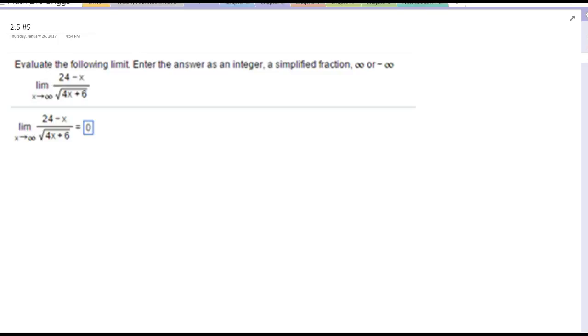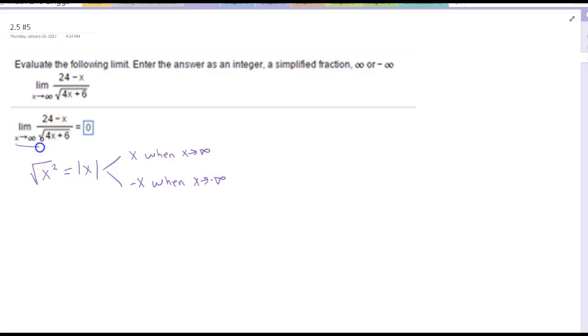There's a lot going on in this problem, and I want to take a few minutes to go through what's going on. One thing to note, the square root of x squared can also be written as the absolute value of x. The absolute value of x can be written as x when x is going to infinity, and minus x when x is going to minus infinity.